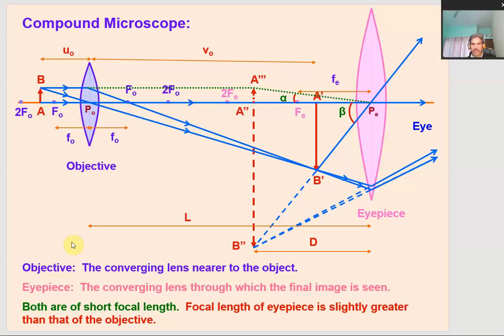The objective or object lens is the converging lens, or we can say convex lens, which lies close to the object. The eyepiece or eye lens is again a converging lens, another convex lens, through which the final image is seen. Both are of short focal length. However, the object lens is of short aperture and the eye lens is of large aperture. This is the only difference they have.